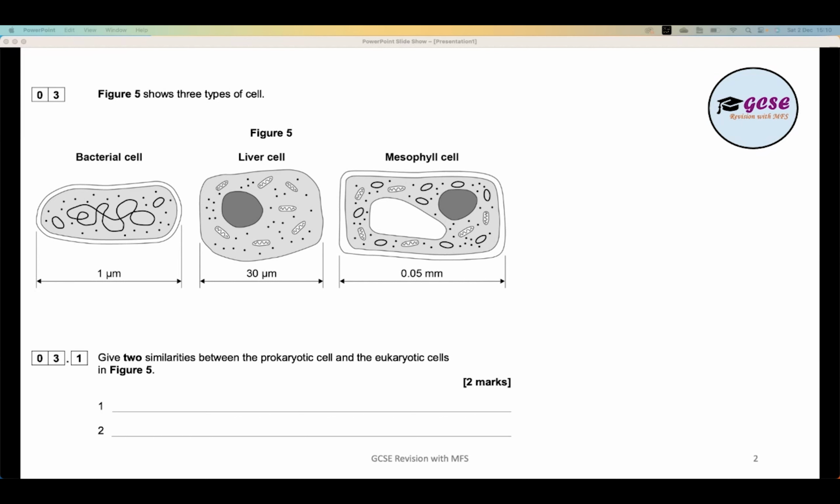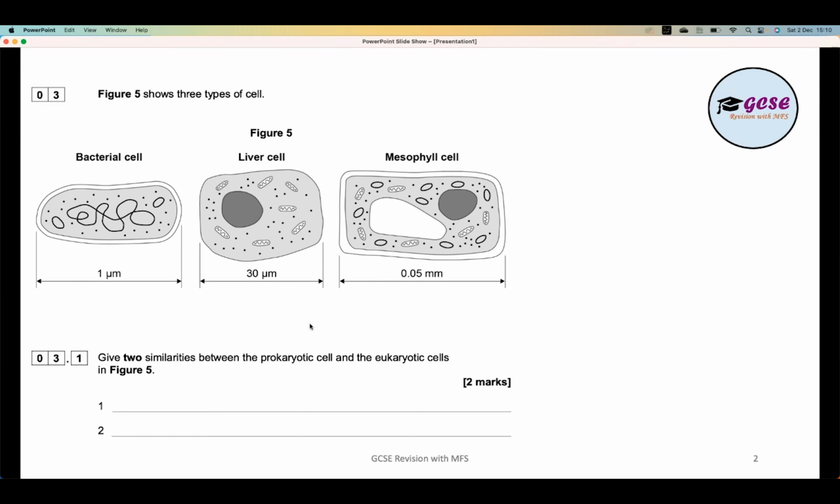Okay, so hopefully you've had a go at it. And if you can type your answers in the Q&A as well, and I can have a look at them and give you a mark on that as well. So give two similarities between prokaryotic and eukaryotic cells in figure 5.